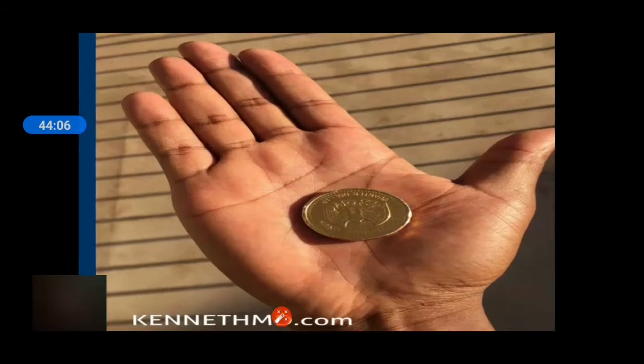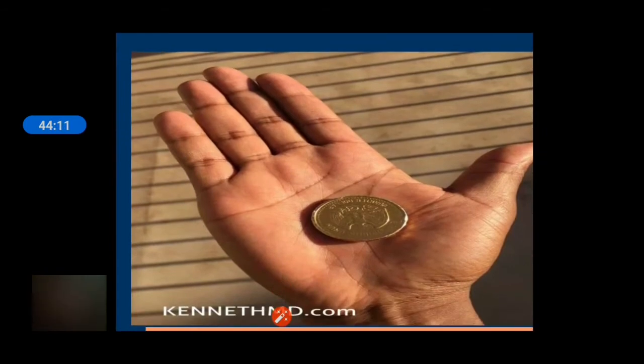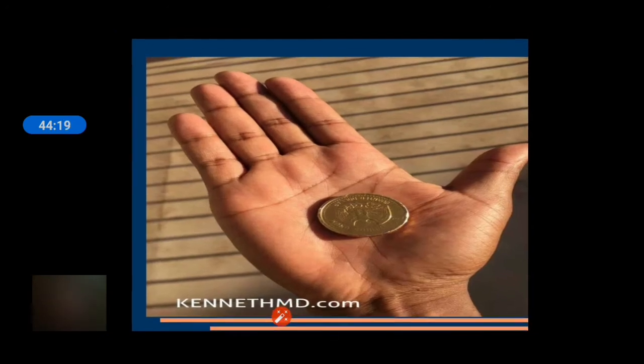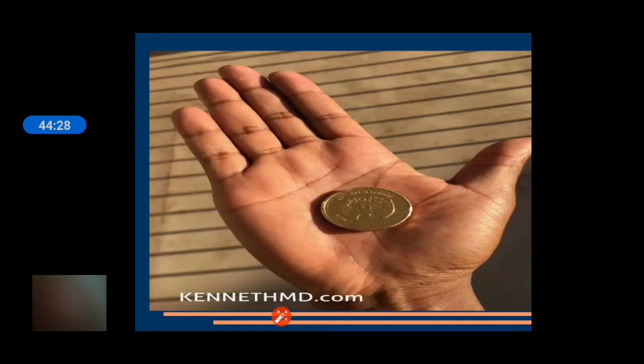So what is this? Can you see the figure? What is it? Yes, it is a palm and a coin inside it. Yes, it is PALM-COEIN. Why I am showing this slide is, I'll show you. The newer classification system is known by an acronym, PALM-COEIN. It is an acronym to classify the causes of AUB. So if you remember PALM-COEIN, you can remember the causes of AUB.